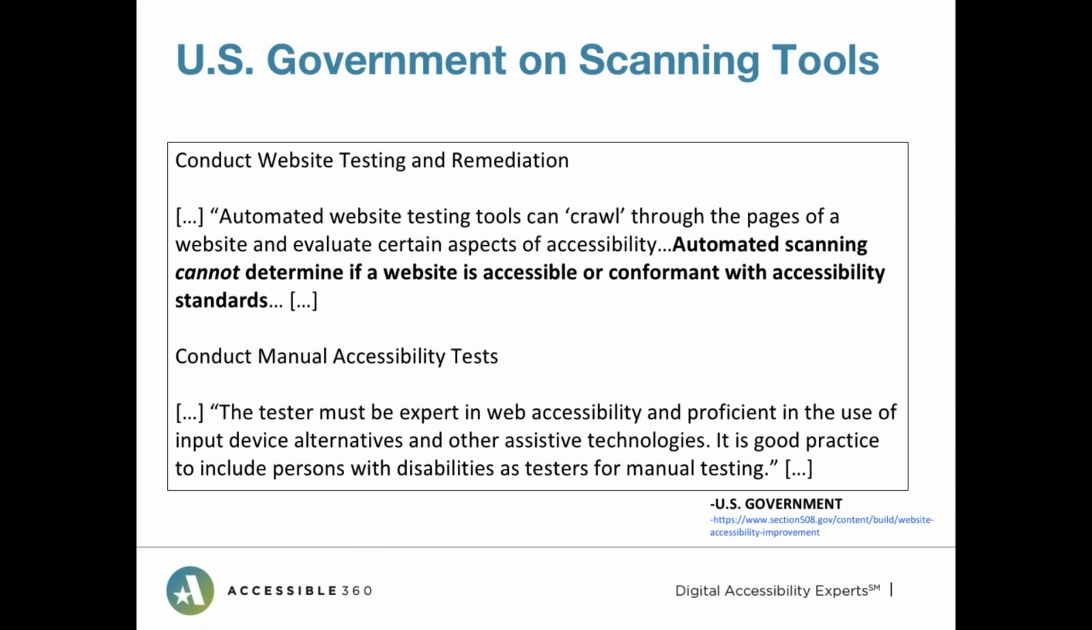So I use lots of third-party validation to support this. The U.S. government has a statement posted about automatic scanning tools, and it simply says that, yes, they can crawl through pages of a website and evaluate certain aspects of accessibility, but automated scanning tools cannot determine if a website is accessible or conformant with accessibility guidelines. You have to conduct manual accessibility tests.